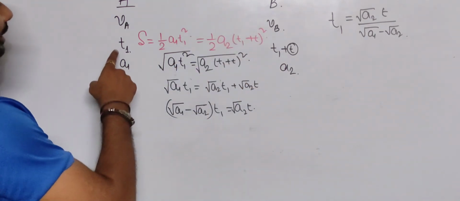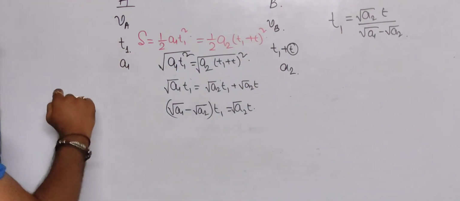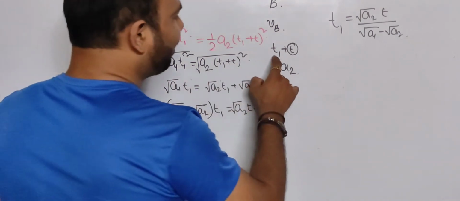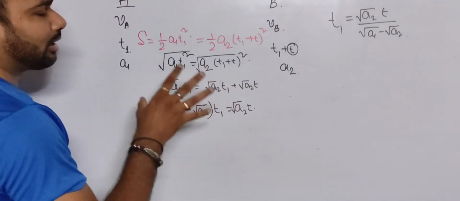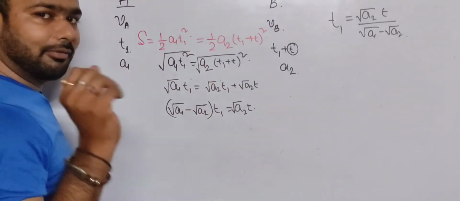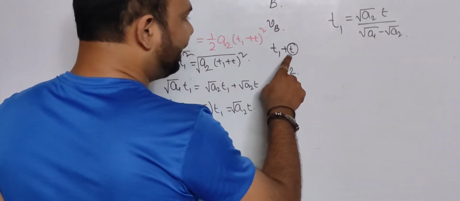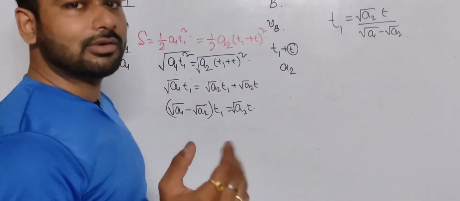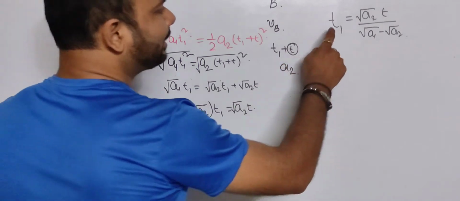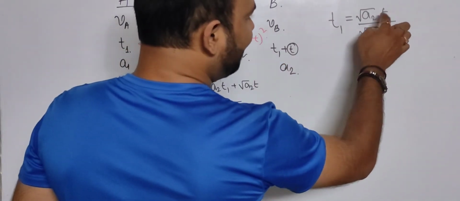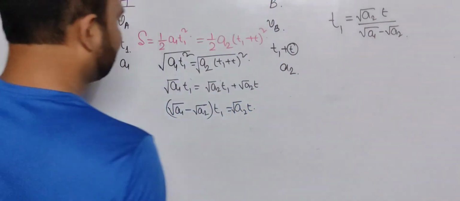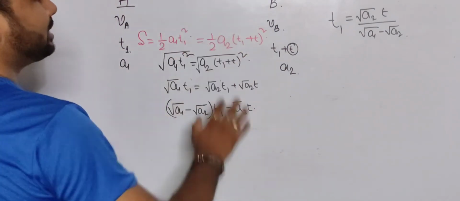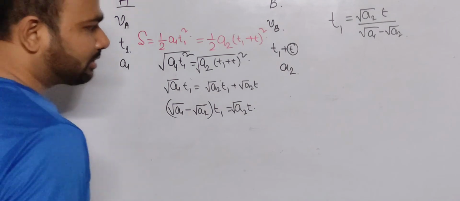In this question we have considered t1 as the time for car A and t1 plus t for car B. If we think properly, t is given in the question, but t1 was considered by ourselves. So we find the time t1 in terms of t, a1 and a2. Now we have to find the final velocity difference.